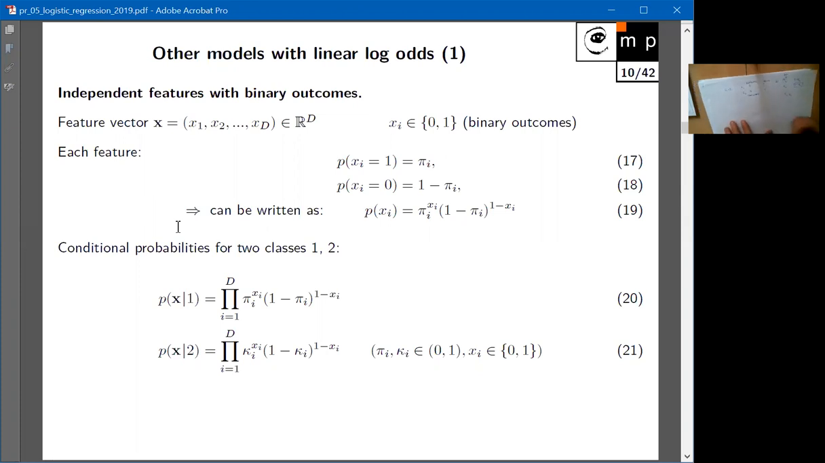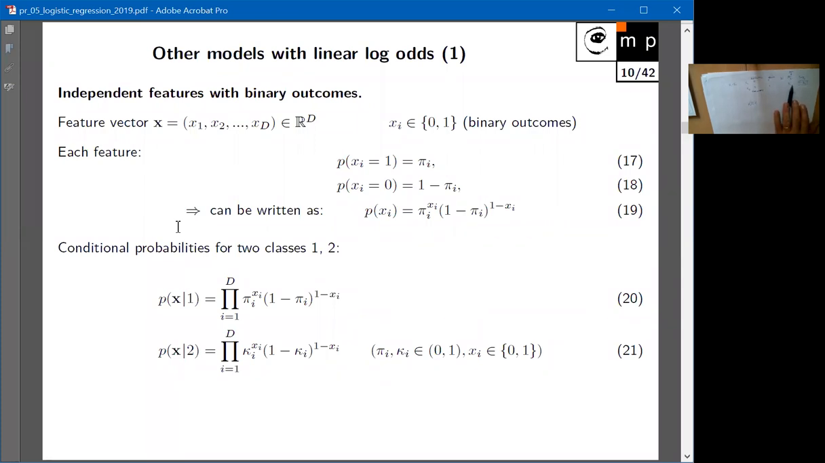Now, the first thing we have to understand here is that the expression 20 for the feature vector x given the first class can be written down as this product. So the first thing we will look at is Formula 19.